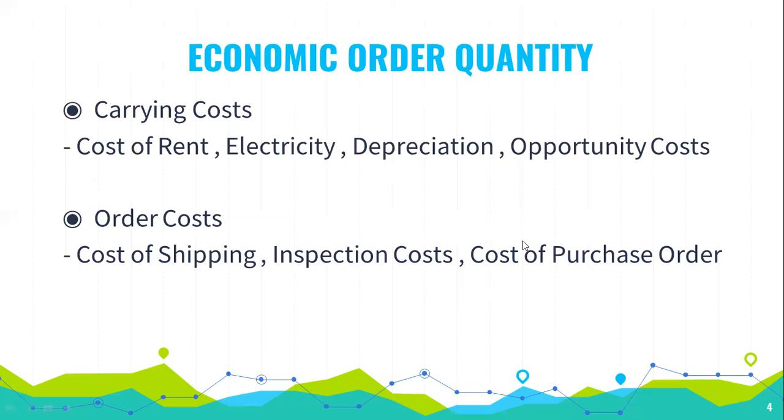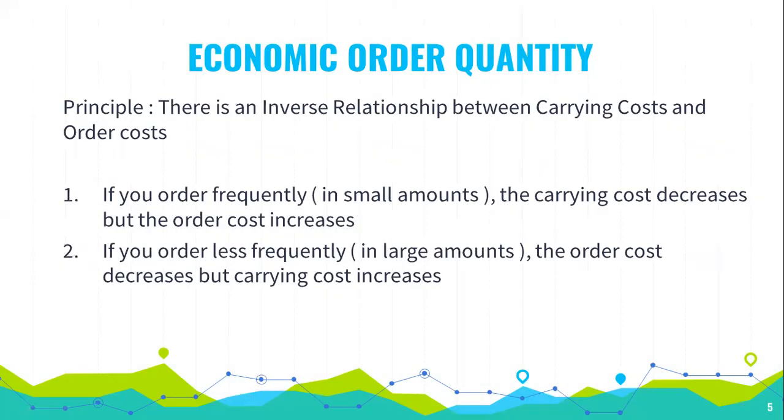The question is, why do we need to know carrying cost and order cost? Why is this important? It is because the principle is there is an inverse relationship between carrying cost and order cost. It means that if you order frequently or if you order in small amounts, the carrying cost decreases but the order cost increases. Kasi sa number 1, ang mangyayari, you will spend less cost on warehouse, on electricity, and all those other things. However, because you order in small amounts, it means that you need to order frequently.